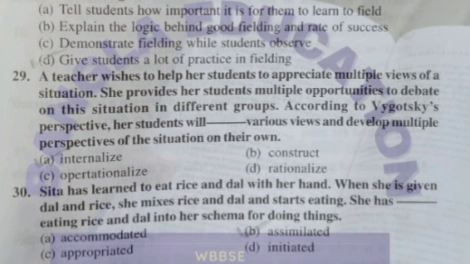Next question is 30. Sita has learned to eat rice and dal with her hand. When she is given dal and rice, she mixes rice and dal and starts eating. She has dash eating rice and dal into her schema for doing things. Option A, accommodated. Option B, assimilated. Option C, appropriated. And option D, initiated. So correct answer is option B, assimilated.